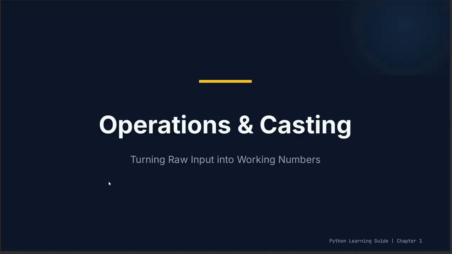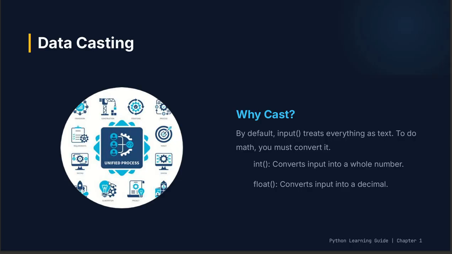We're going to go to operations and casting, and this is basically turning raw input into working numbers. Why do we cast? By default, when I use input in Python and type something, it treats everything as text.